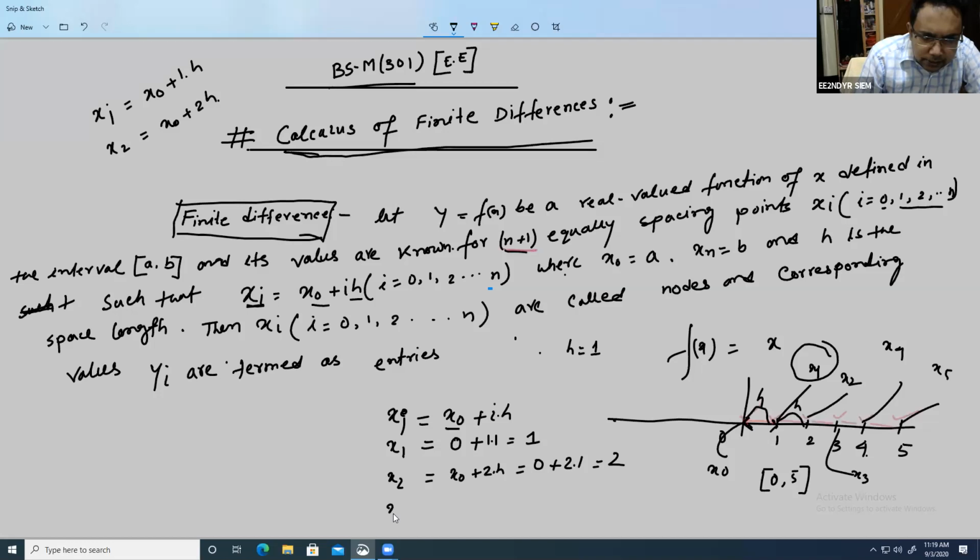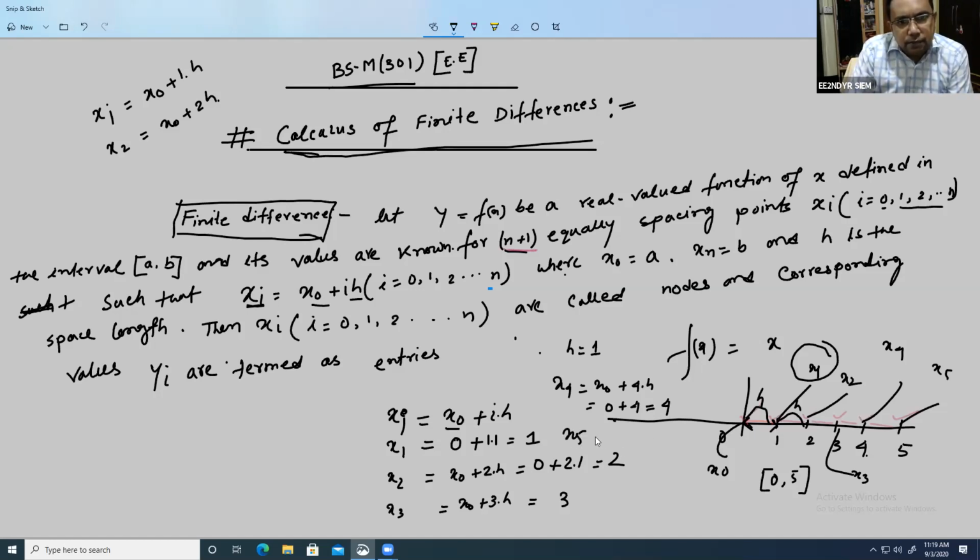Now look at the x3. How can I express x3? x3 is equal to x0 plus 3 into h. So this is again 3. So this is my x3 point. Now look at my x4. x4 is equal to x0 plus 4 into h. So x0 is equal to 0 plus 4, h is equal to 1. So this is equal to 4. Clear? And x5, same logic. x5 is equal to x4 plus h.